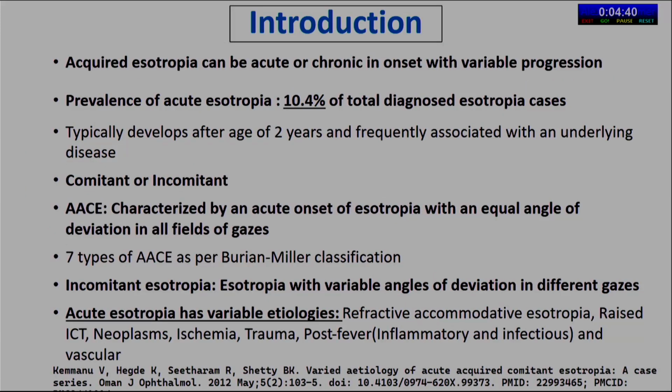Acquired esotropia can be acute or chronic in onset with variable progression. The prevalence of acute esotropia is 10.4% of the total diagnosed esotropia cases. It can be comitant or incomitant. In the comitant variety, acute acquired comitant esotropia is characterized by an acute onset of esotropia with an equal angle of deviation in all fields of gaze. As per Burian-Miller classification, there are 7 types. In the incomitant variety, esotropia has varied angles of deviation in different gazes. Acute esotropia can have variable etiologies.